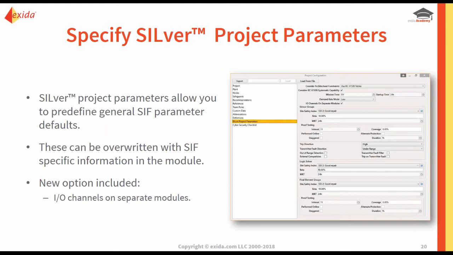We have certain things for sensor groups, for proof testing. If you know that your proof test interval is always 1 year, you can put that in here. We have certain things for your logic solver and your final elements. And so all of this can be used to capture corporate knowledge, even guidance maybe. You can set it as your default, and then every time you open the project, things are set to the parameters you want. Obviously, they can be overwritten in the module when you're working on a specific SIF. And I just want to point out one more time that a new option for version 4 is being able to specify I/O channels on separate modules for a SIF. And so that can be done in here as well if you know that you want that to be done for your entire safety instrumented system.